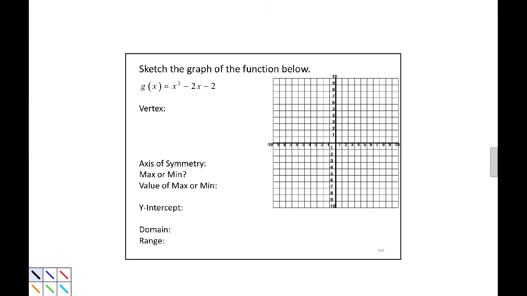Sketch the graph of this function below. G of x equals x squared minus 2x minus 2. Well, that is of the form ax squared plus bx plus c, where a equals 1, b equals minus 2, and c is also minus 2. So to find the vertex, first we will find h. Okay, I'll write these formulas up here. h equals negative b over 2a, and k is f evaluated at h.